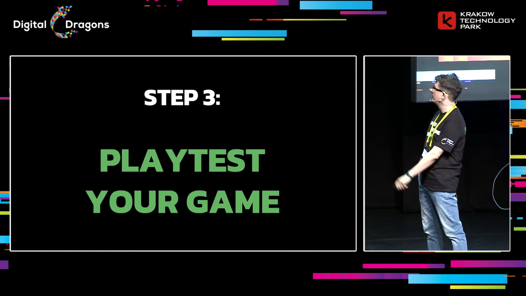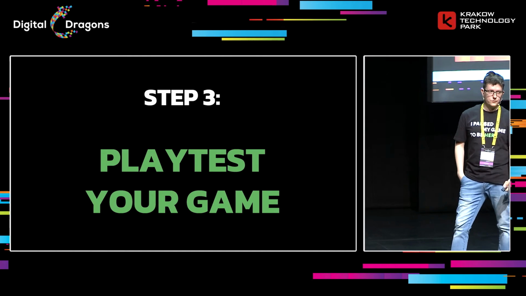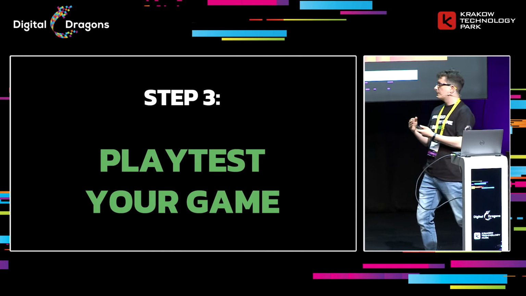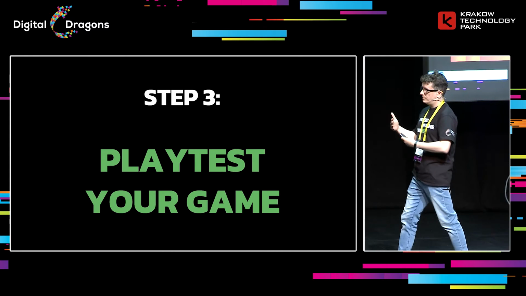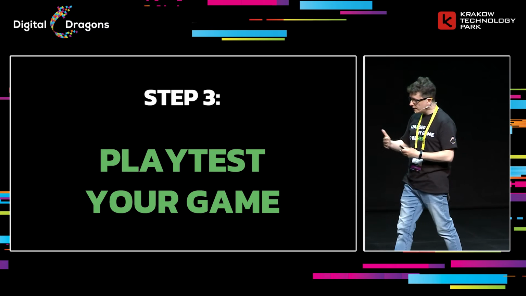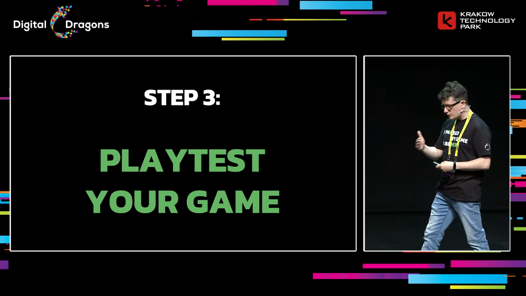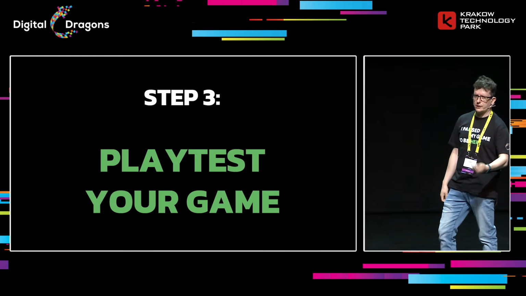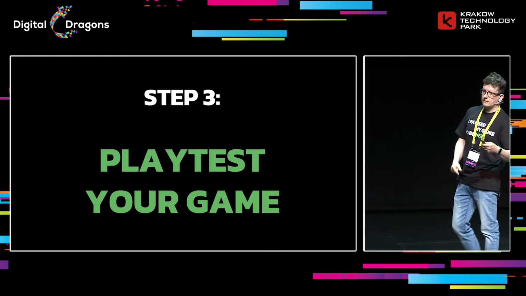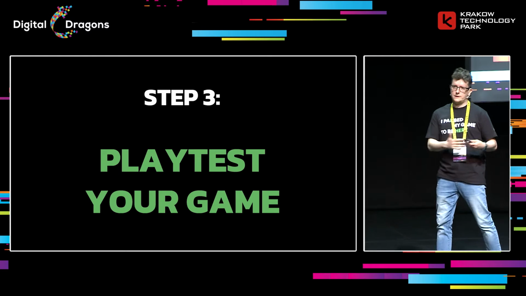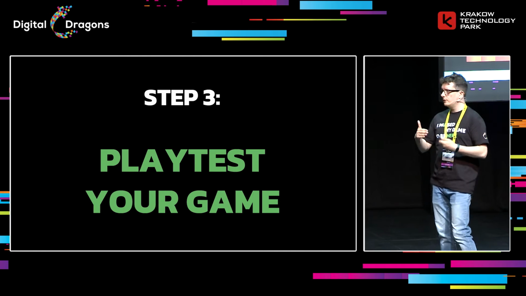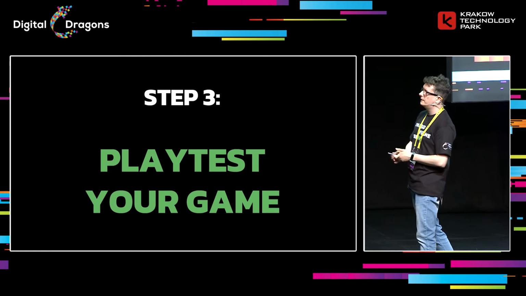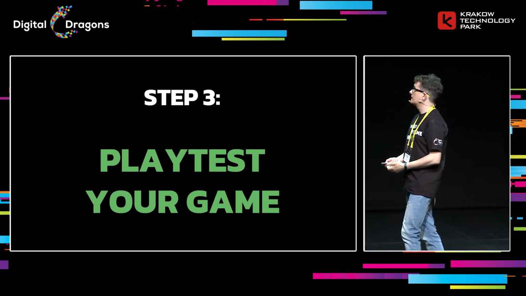Step 3. Playtest your game. Why should we playtest? What should we find there? Of course, we will find bugs and other problems, but we can also find barriers. And this is the most important topic in accessibility. If you don't find barriers, players will find them, and the game will not be accessible for them.